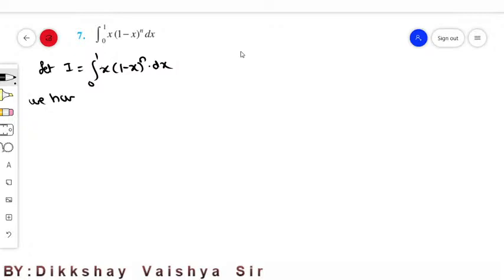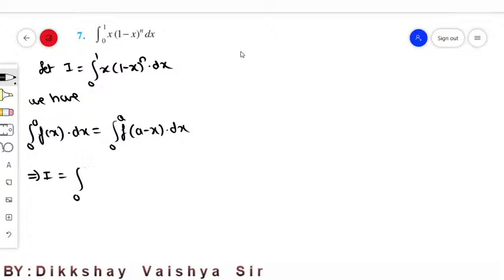We have, or as we know, integral 0 to a f of x dx is equals to 0 to a f of a minus x dx. So our integral I becomes, I is equal 0 to 1 obviously. Now what is x? जिथे जिथे x आहे तिथे 1 minus x apply. 1 minus x, sorry, not 1 minus, 1 minus x in bracket, 1 minus x raised to power n dx.